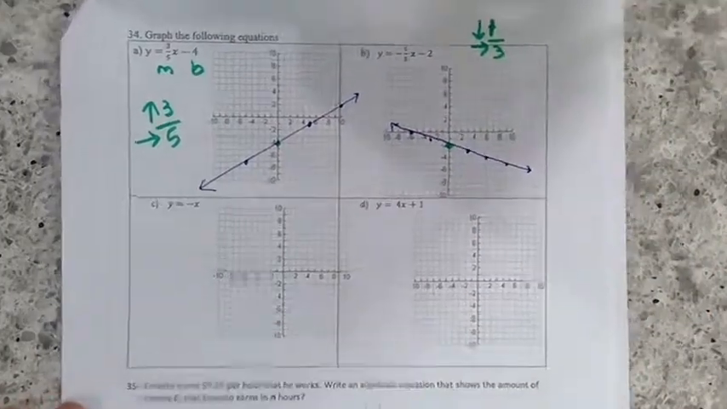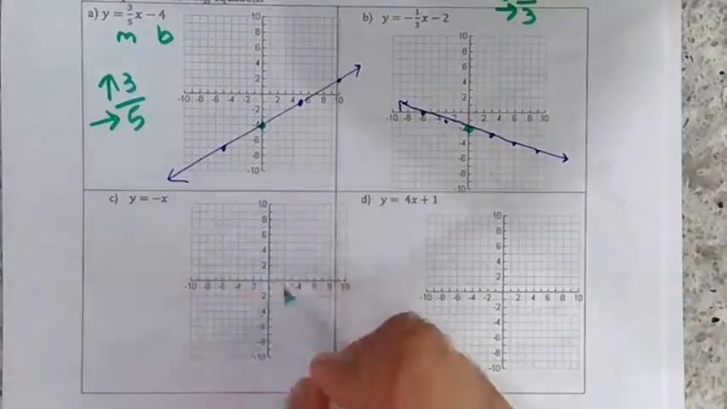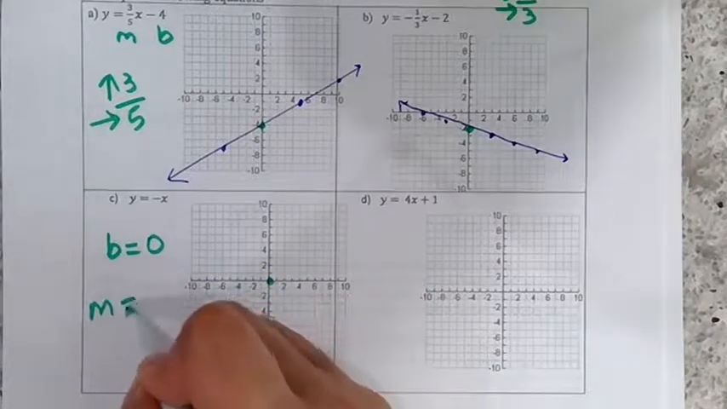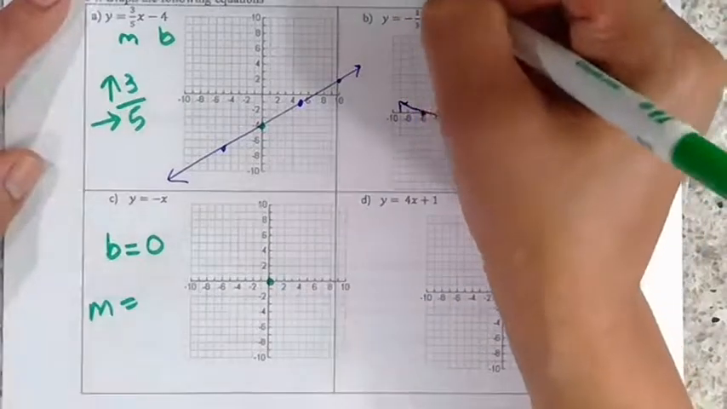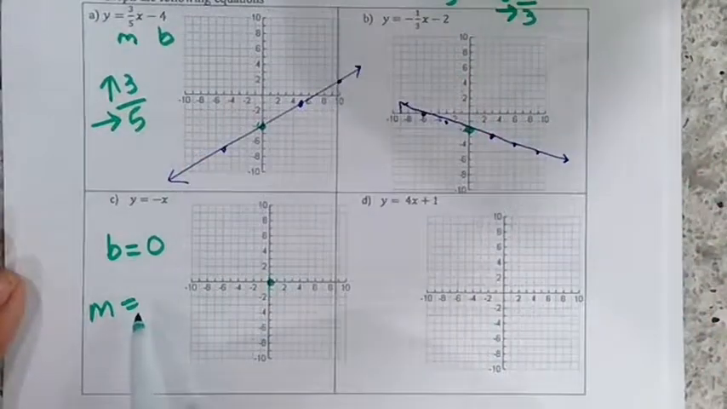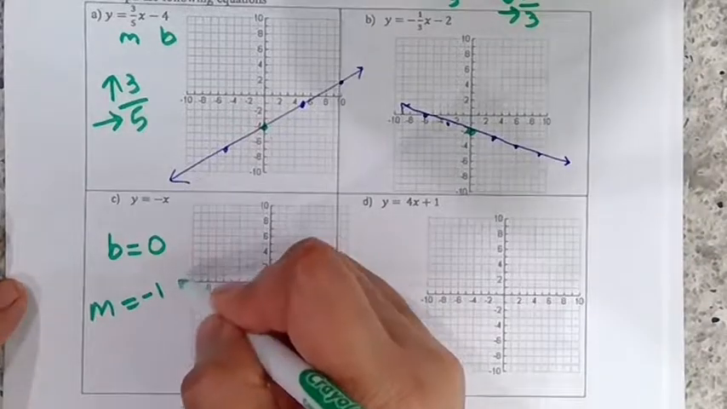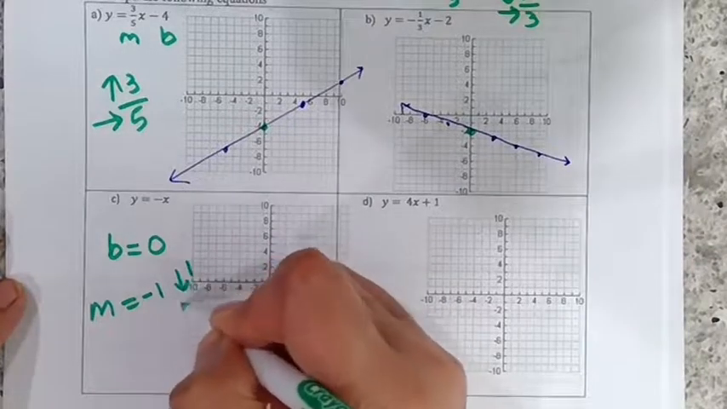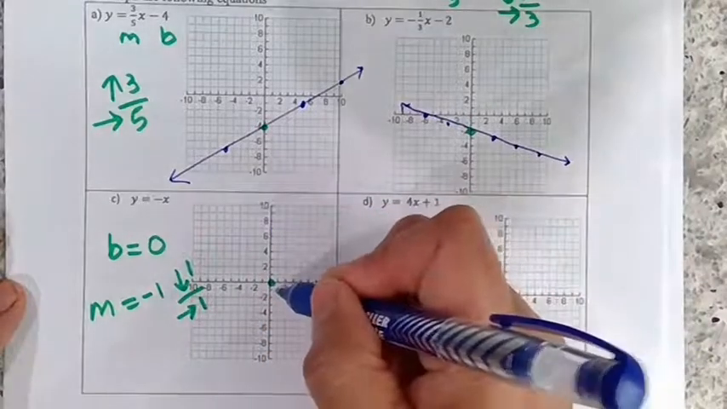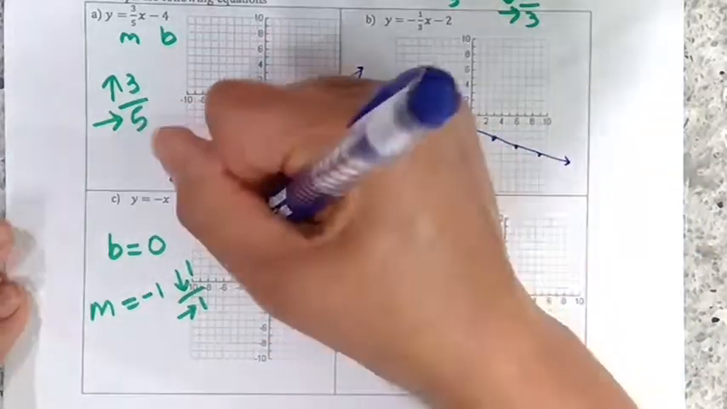This one students get confused with all the time. Where's your starting point? There is no number there, so your starting point is 0. B is equal to 0. What's your slope? Your slope is -1. But how does a -1 move you? Oh, that is down 1, right 1. So we start here and we go down 1, right 1, down 1, right 1. And you can go in the other direction.